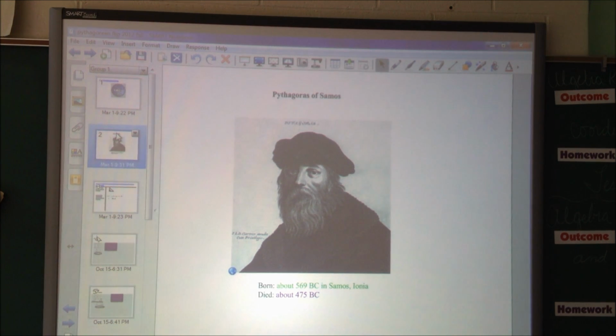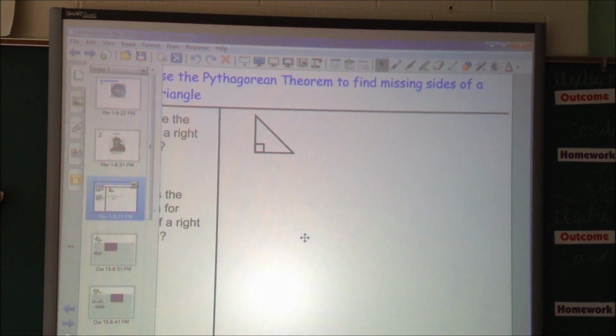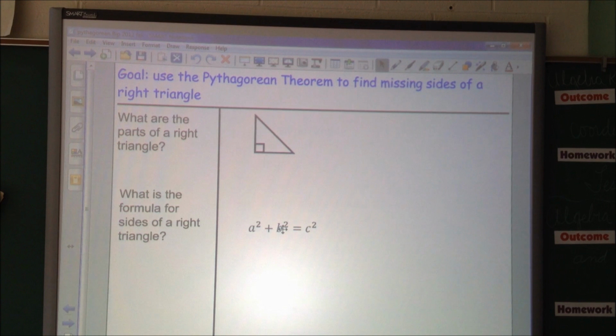Today we will be using the Pythagorean Theorem. This is Pythagoras of Samos, and he is the one who created the Pythagorean Theorem years and years ago. And the Pythagorean Theorem only works with a right triangle.